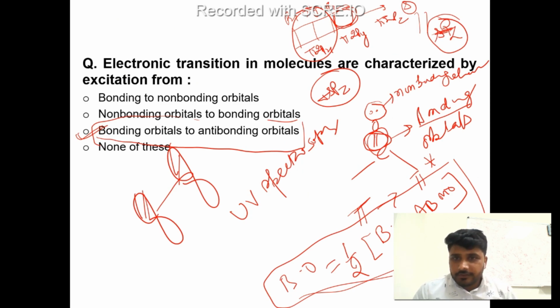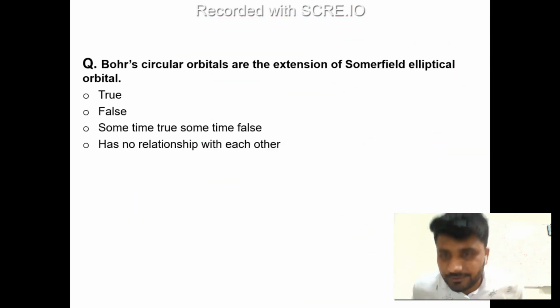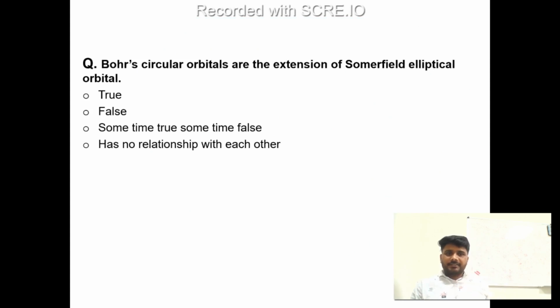Okay. So the last question is you have to tell me whether the statement that Bohr circular orbitals are the extension of Sommerfeld elliptical orbitals is true, false, sometimes true and sometimes false, or has no relationship with each other. Yes, Bohr model has that.